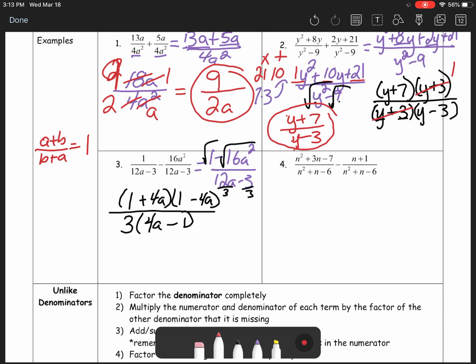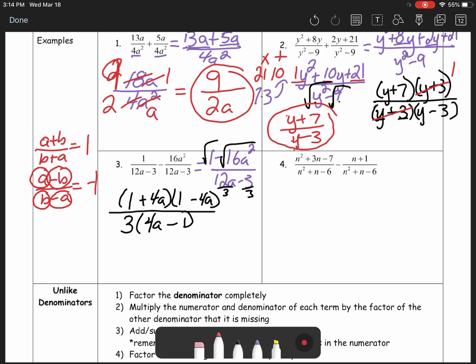The other thing I want you to remember is if I have a minus b over b minus a, that's actually going to be equal to negative 1. And these are called opposites, okay? Because here the a is positive, here the a is negative. If the b is negative here, then right here the b was positive.